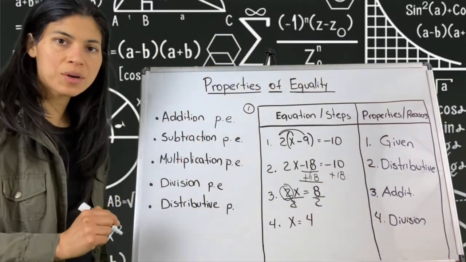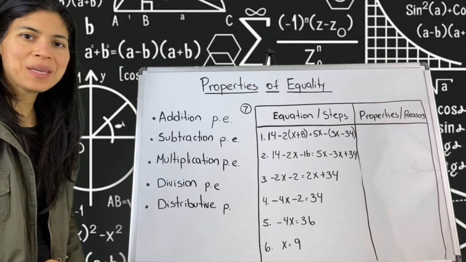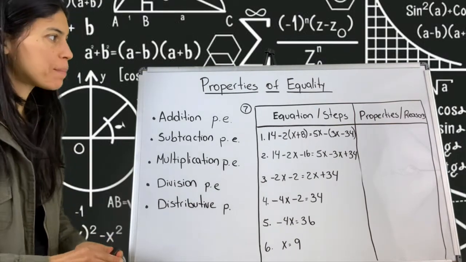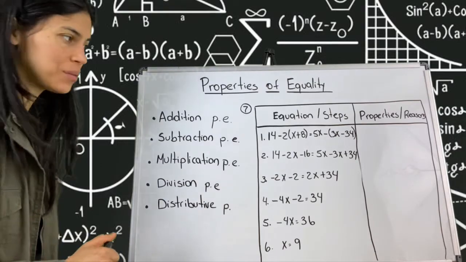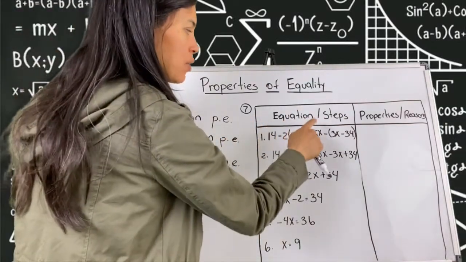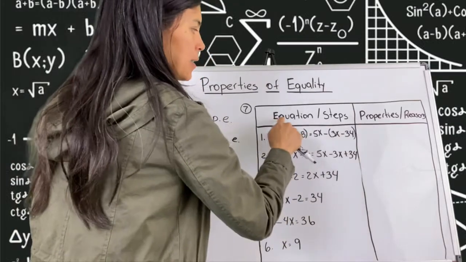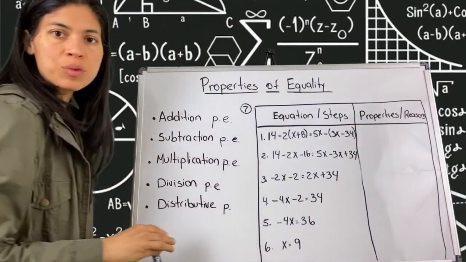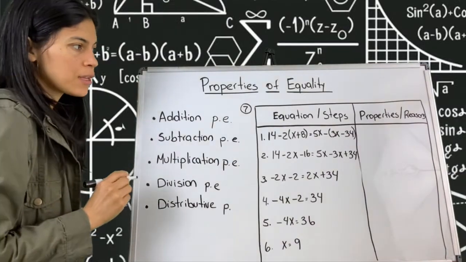Let's look at one more example. I pick number 7 because one of the steps does not use a property, but it has a reason. And if you notice in your box, here is the equation or the steps, and then you have the properties or the reasons. So number 7 in your worksheet.